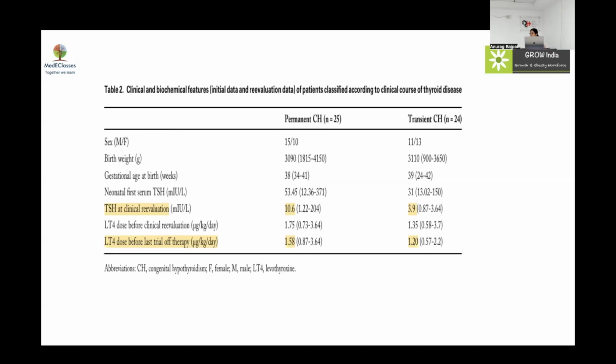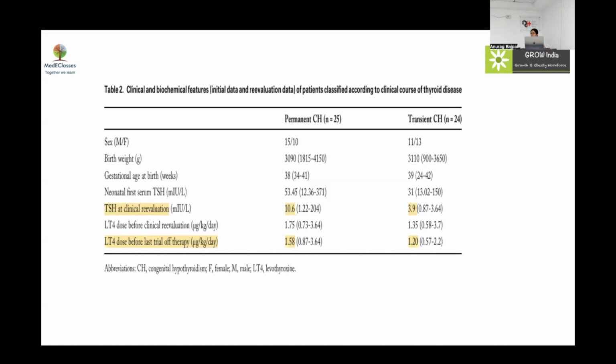I would not give much importance to 31 versus 53, because how will you decide? There's an overlap also. People who had permanent hypothyroidism had an initial TSH of 12 also, so you can't use that as a cutoff. Similarly, with the dose, somebody was only 0.87, so you can't use that.